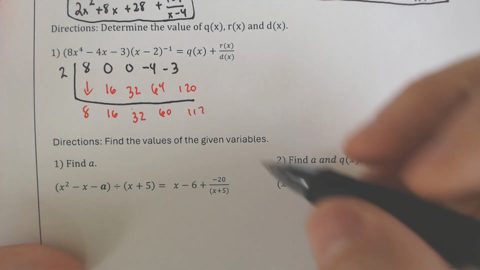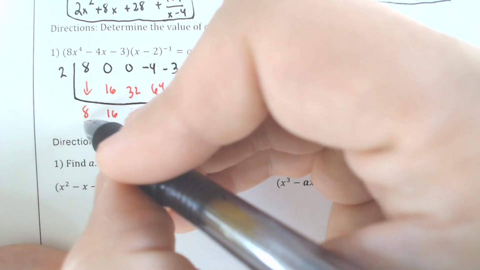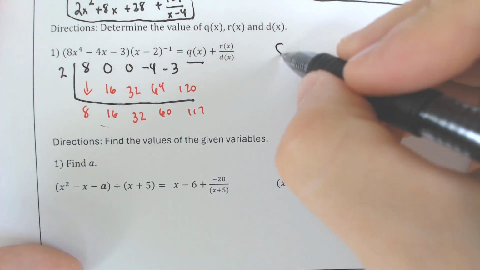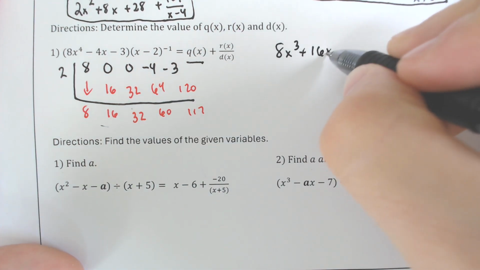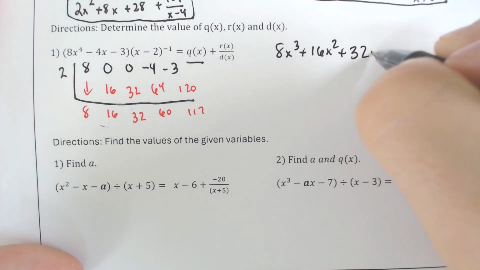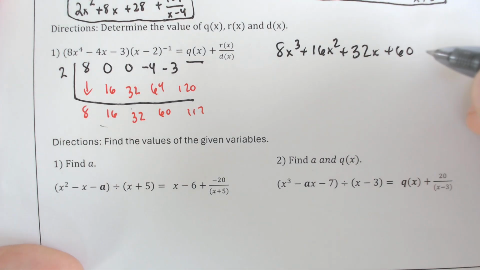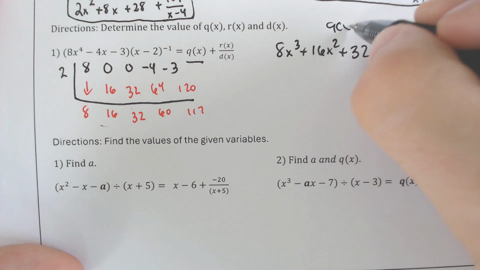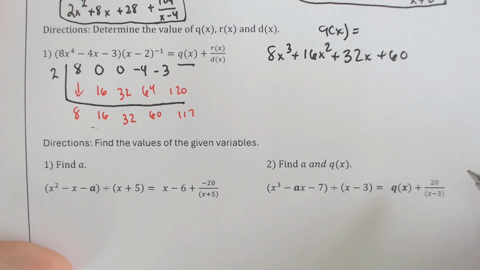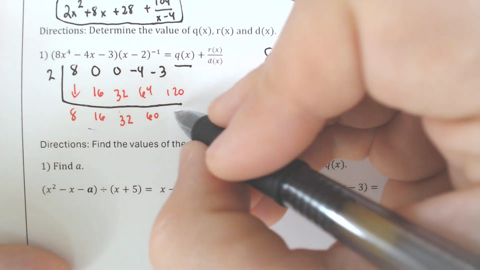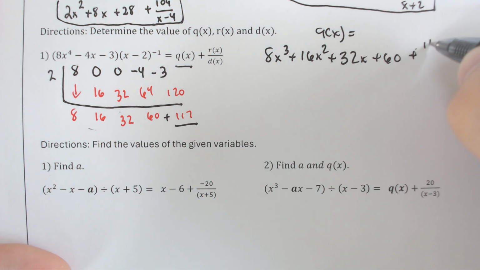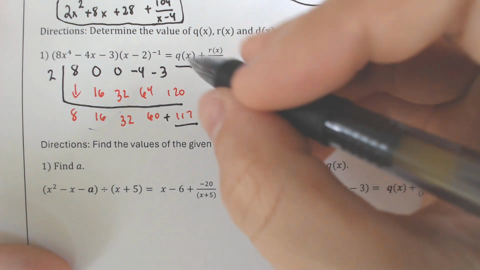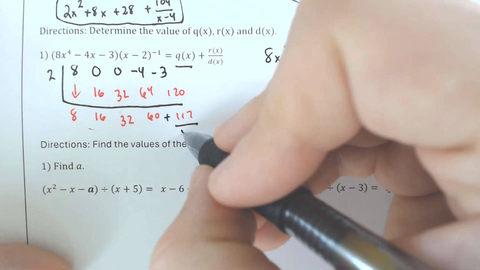Okay? So the quotient is this stuff right here, which would be 8x to the 3rd plus 16x squared plus the 32x plus the 60. That's the q of x. Okay? Then we always do plus the remainder. So it'd be plus 117 over the d of x, which is the x minus 2.